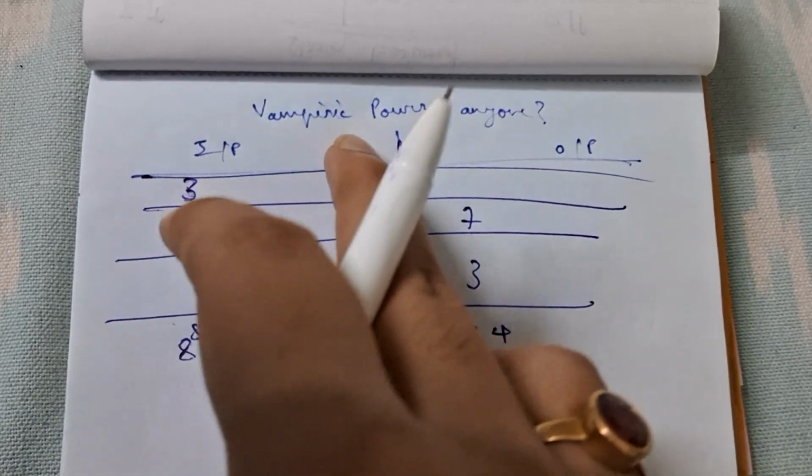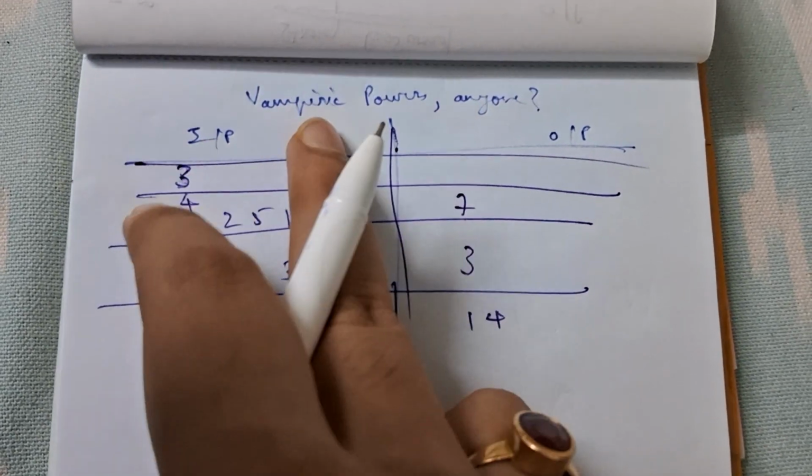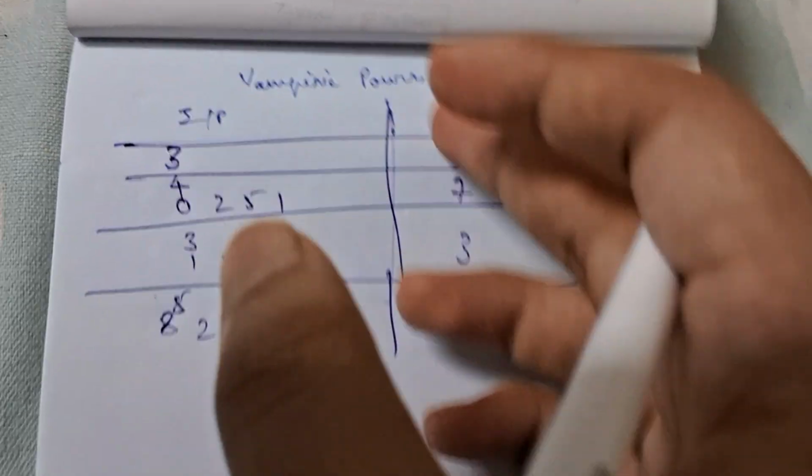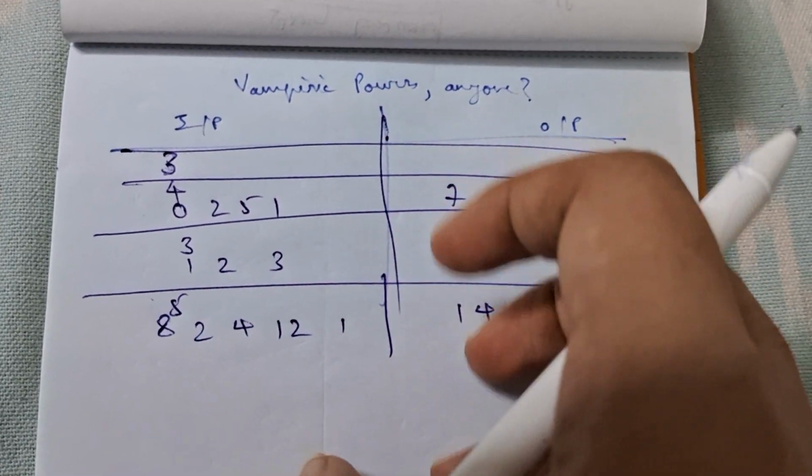So in this video, I'm going to discuss the vampiric powers problem. Vampiric powers, comma, anyone? Whatever it is. This problem occurred in today's Codeforces challenge.